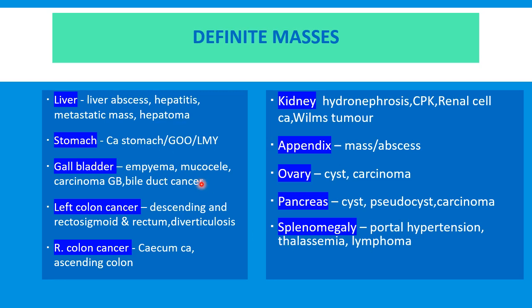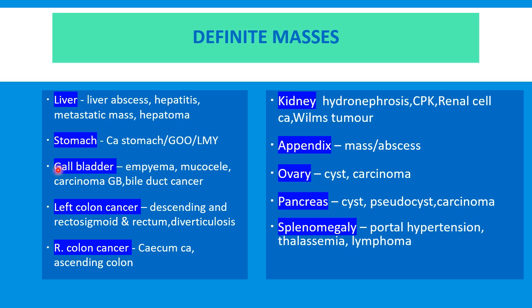Now, what are the definite masses going by the organ of origin? In the liver, it can be due to liver abscess, hepatitis resulting in hepatomegaly, metastatic masses, and primary tumors, hepatoma or hepatocellular carcinoma. This can cause massive hepatomegaly and a mass in the upper outer quadrant. Then the stomach can give rise to masses, especially carcinoma of the stomach and gastric outlet obstruction leading to a massively dilated stomach, and sometimes it can also cause leiomyomas.